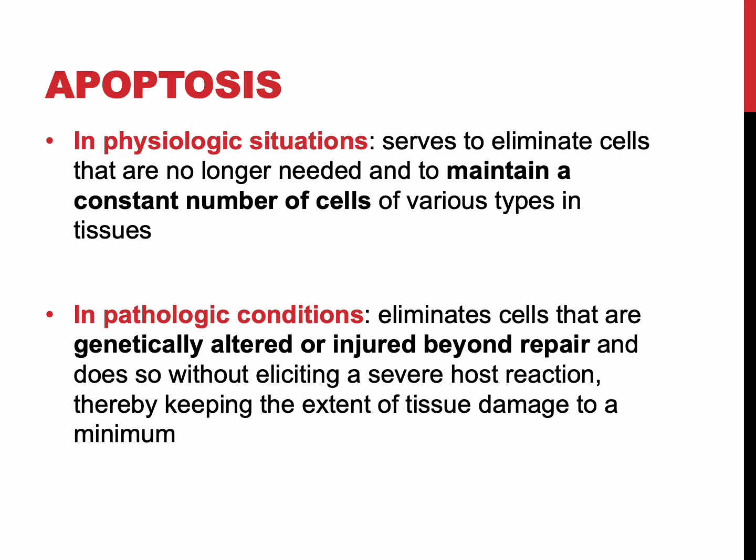As we talked about before, this can occur in physiologic situations, but also obviously in pathologic situations. When we talk about physiologic apoptosis, we typically see that in tissue where we want to maintain a constant number of cells. So if you have a cell number that increases, apoptosis can be triggered to again maintain that constant number. But obviously we can see apoptosis in pathologic conditions. So if you have a cell that's genetically damaged, injured too far to be repaired, in these types of scenarios, we want that cell to be eliminated without too much of a reaction. And again, that will often trigger apoptosis.